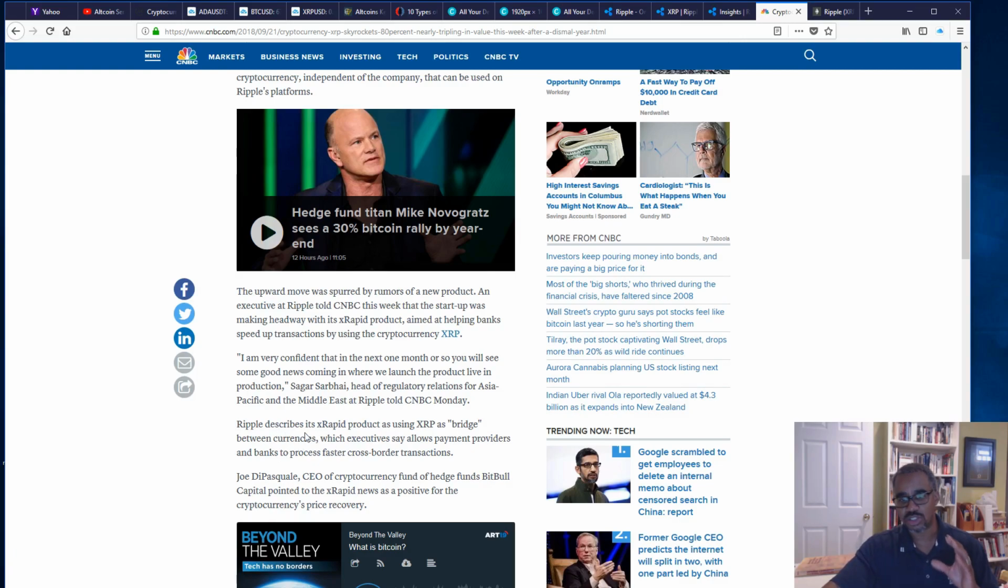So Ripple describes this XRapid product as using XRP as a bridge between currencies, which executives say allows payment providers and banks to process faster cross-border transactions. This is key. This paragraph right here, that is where the game is going to be won or lost. That is where you're going to get your opportunities for these cryptocurrencies.